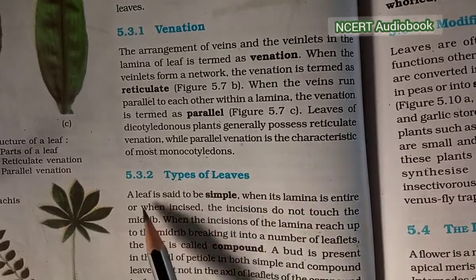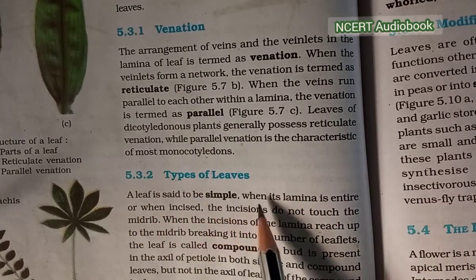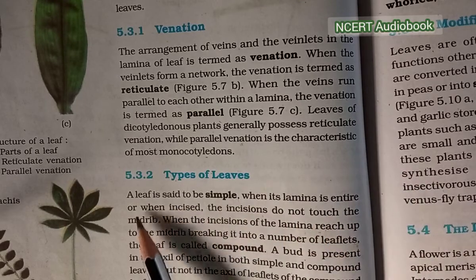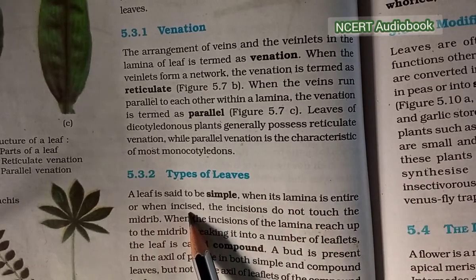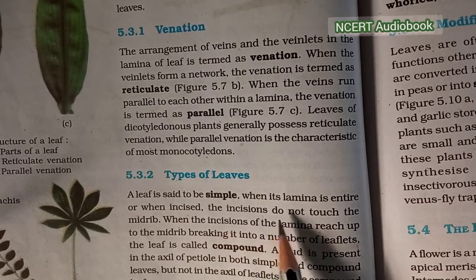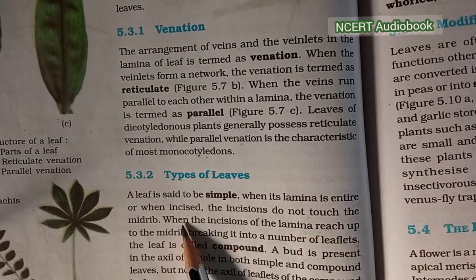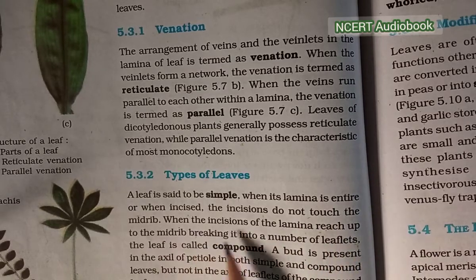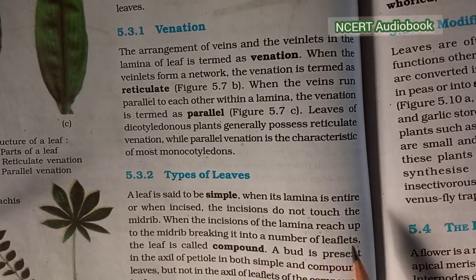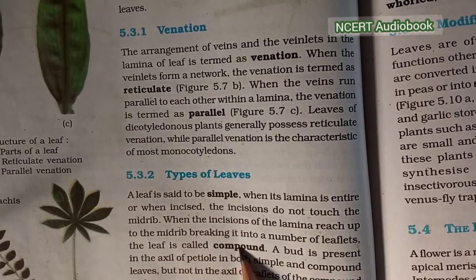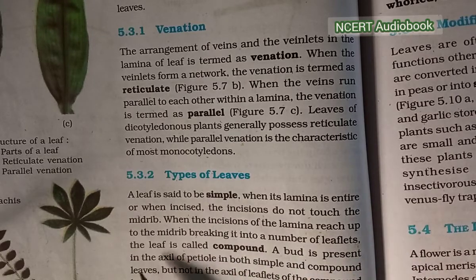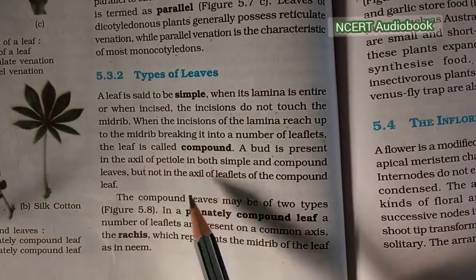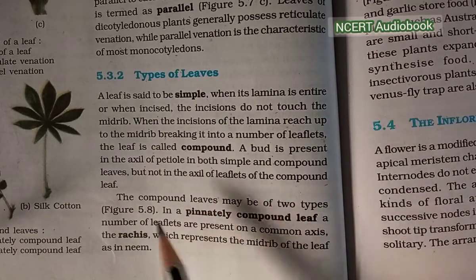Types of leaves. A leaf is said to be simple when its lamina is entire, or when incised, the incisions do not touch the midrib. When the incisions of the lamina reach up to the midrib, breaking it into a number of leaflets, that leaf is called compound. A bud is present in the axil of the petiole in both simple and compound leaves, but not in the axil of leaflets of the compound leaf.